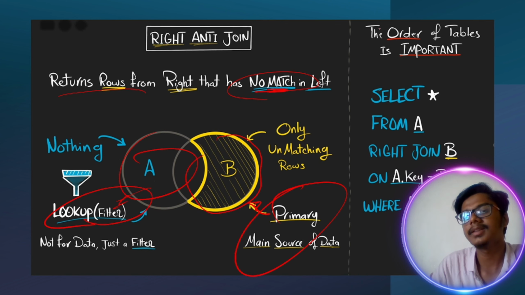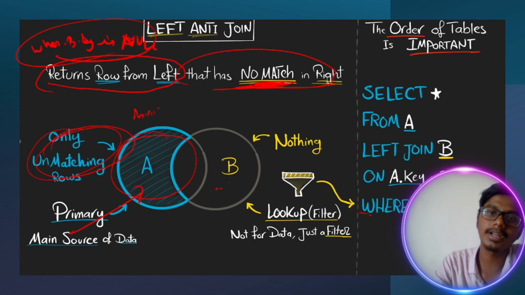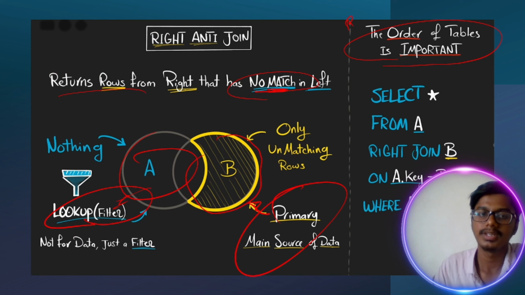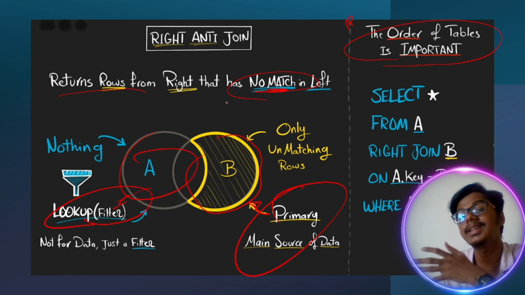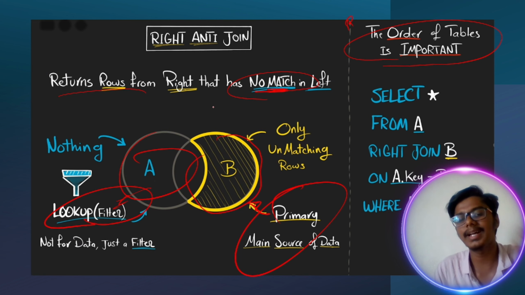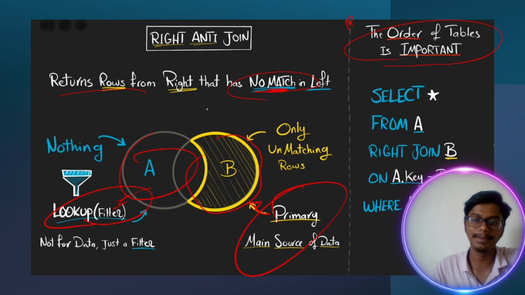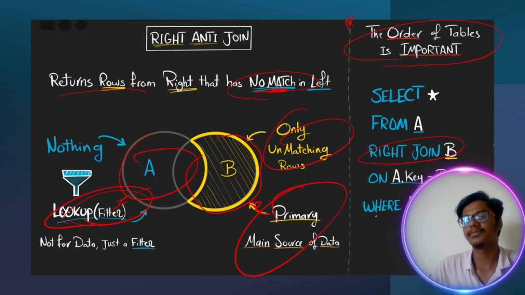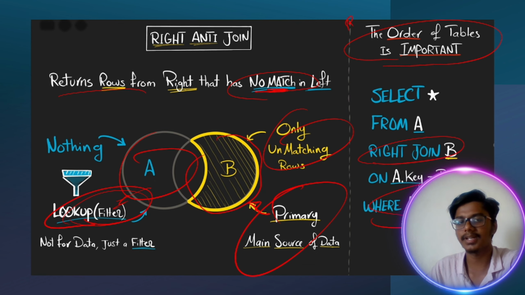So the main rule is that the order of the tables is very important. In the left join also, the order of the tables is very important. It returns rows from the right. We want to see only the unmatching rows that are present in table B. We are using a lookup filter here, which is not for the data, it's just a filter. So here also we use the right join where a.key is null.